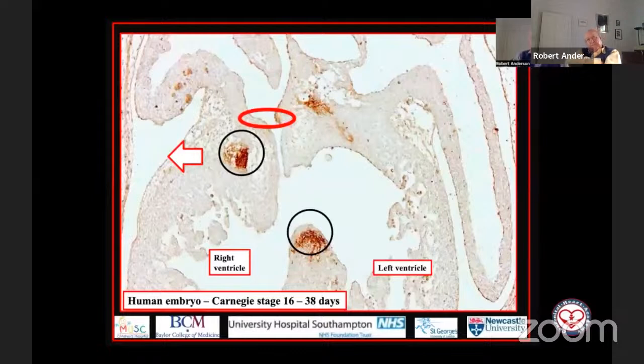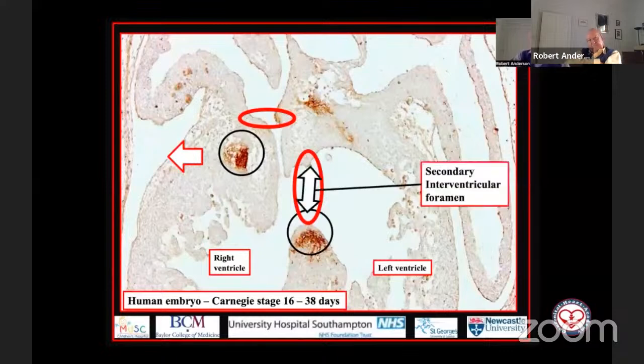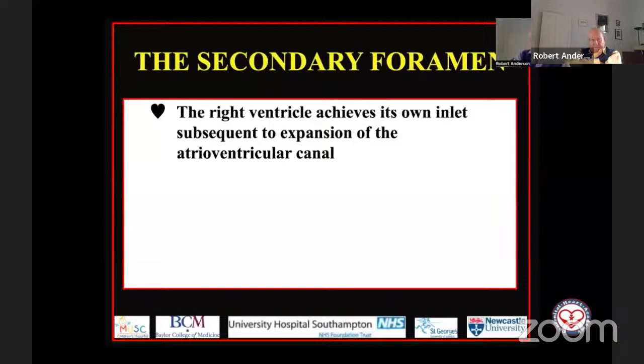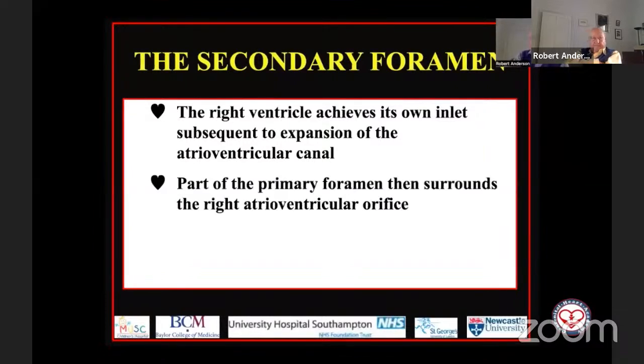And that means that the dorsal part of the foramen now encircles the orifice of the tricuspid valve, leaving behind the remainder of the foramen, which we can now call secondary interventricular foramen. At this stage, the entirety of the outflow tract remains supported by the developing right ventricle. So the secondary interventricular foramen is the outlet for the developing left ventricle.